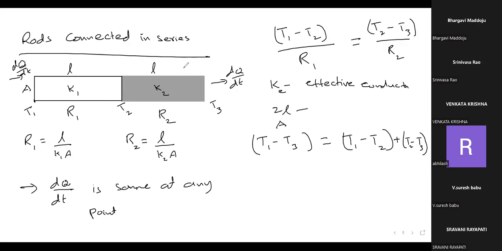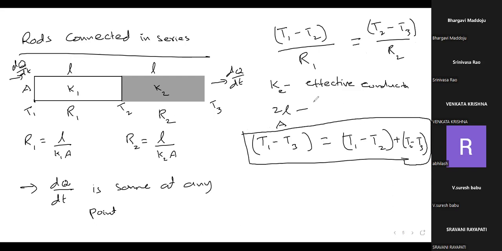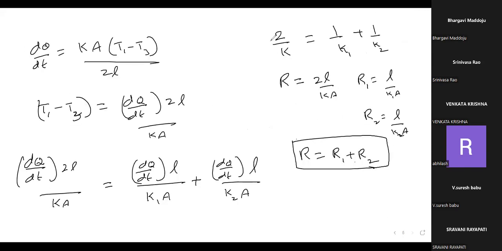The temperature difference across each rod to its resistance, the ratio of these two should be constant. Means the rate of heat flow is constant. This equation will be used, and this equation also will be used, but these two are the important equations. In the series combination, these equations will be used to solve the problems, and the rate of heat flow is constant. This formula is applicable only to calculate K. It's not important, it's a method only.